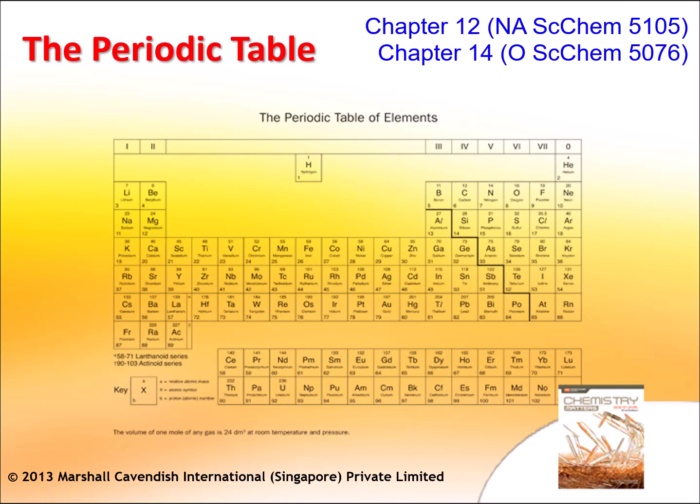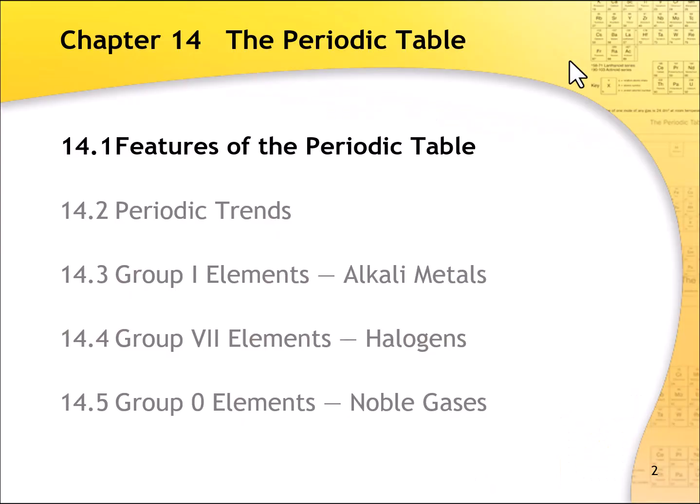The periodic table. In this chapter on the periodic table, according to the NA syllabus, the textbook is chapter 12, and for the O Level Combined Science it is chapter 14. Because the coverage is quite similar, we'll go through it together for the NA and Express. Now there are 5 areas to cover under these chapters.